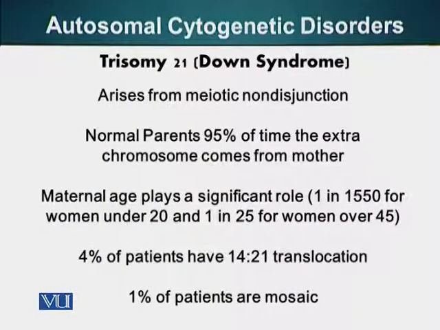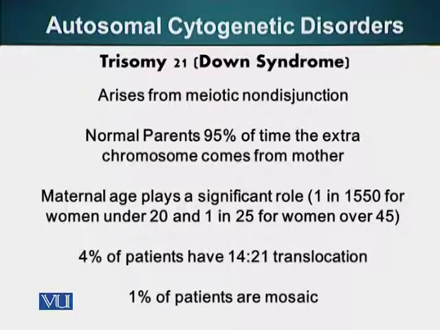So the disorder we are going to talk about is the most common type of autosomal aneuploidy, trisomy 21, also referred to as Down syndrome. It arises from meiotic non-disjunction. In normal parents, 95% of the time the extra chromosome comes from the mother, and maternal age plays an important role in it. The role is very significant.